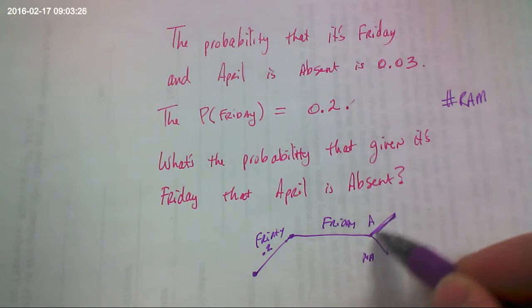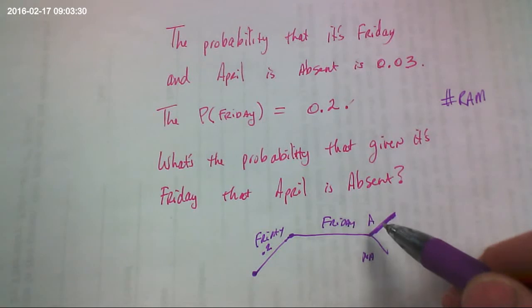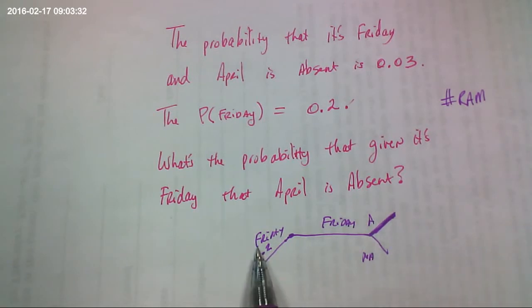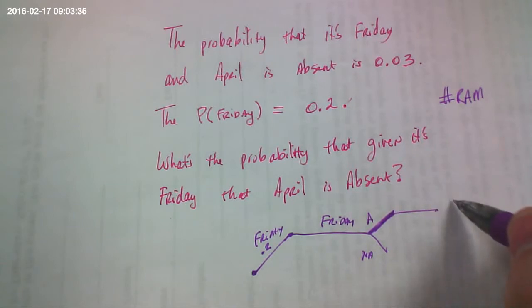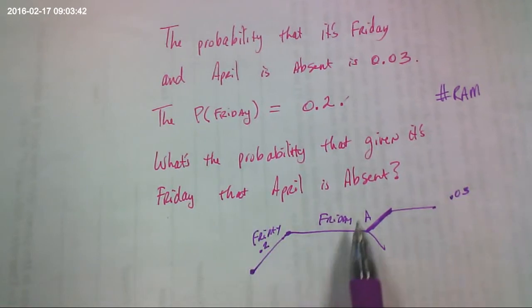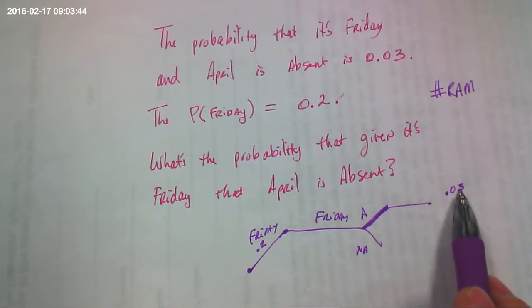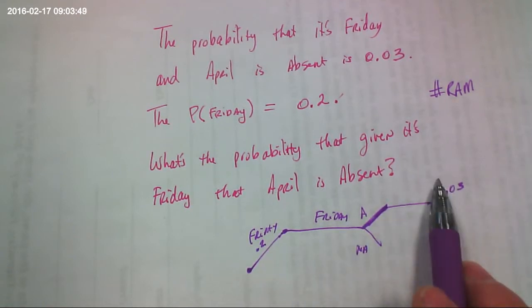And you don't know this one, correct? You don't know the probability that she's absent on this day, but you know the probability of this entire branch, correct? And that was 0.03, correct? So this times this equals that. That's how you get it. This times this equals that.